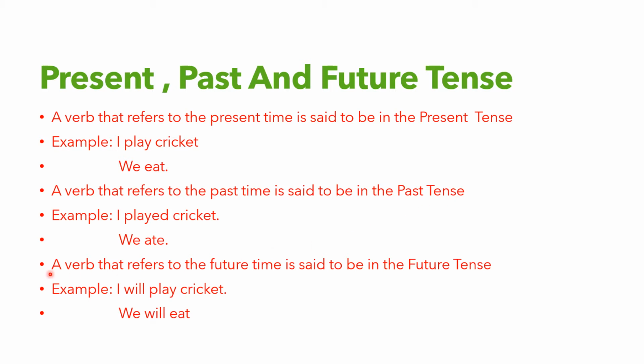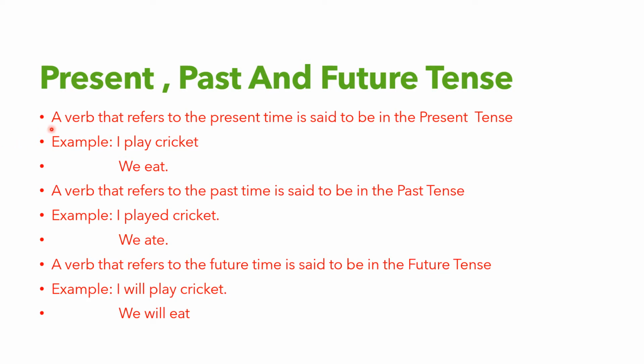Future tense. A verb that refers to the future time is said to be in the future tense. Example, I will play cricket. So will play is the verb which refers to the future time and therefore it is in the future tense. We will eat. Will eat is a verb. It refers to the future time and it is said to be in the future tense.